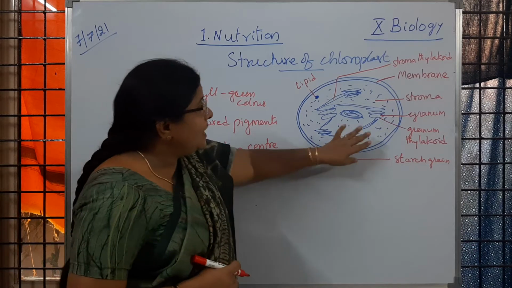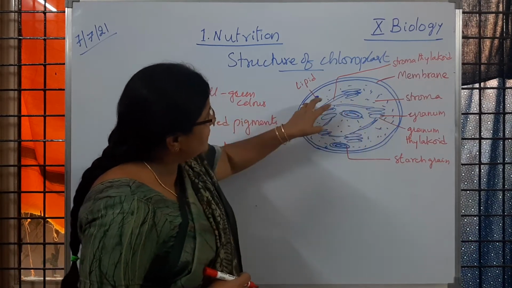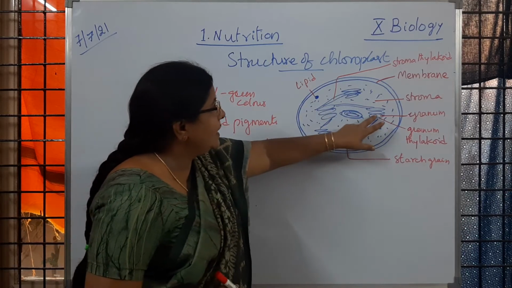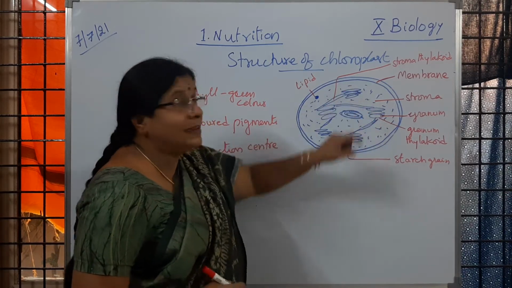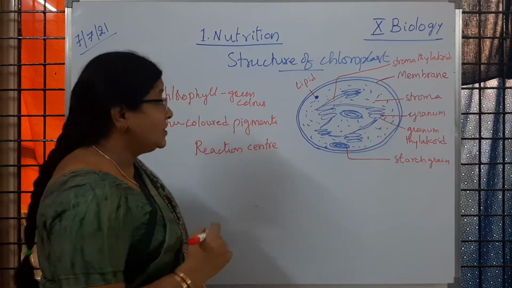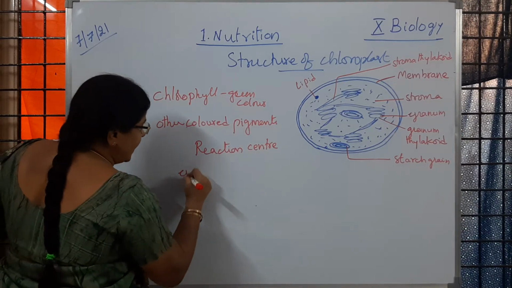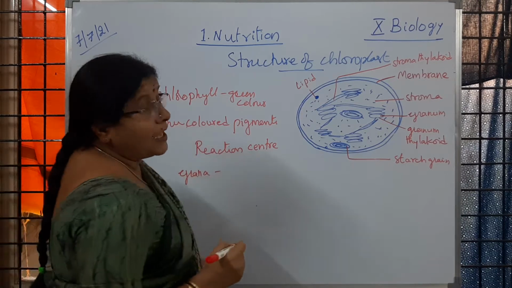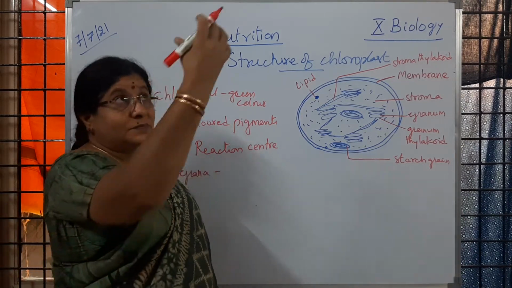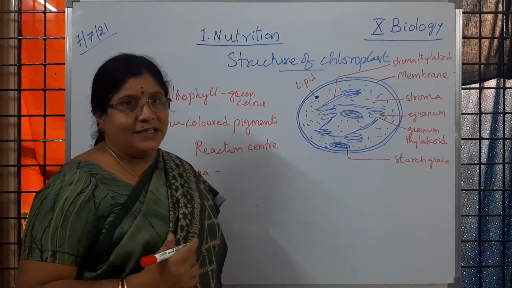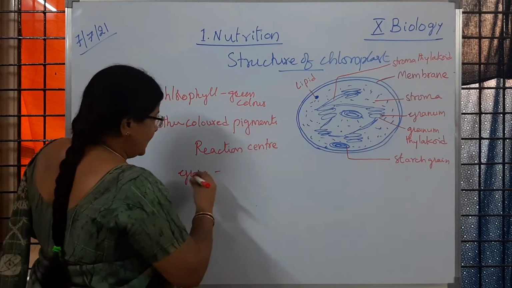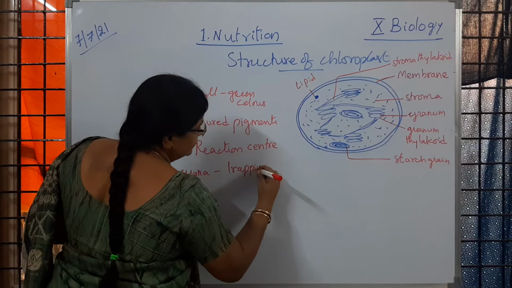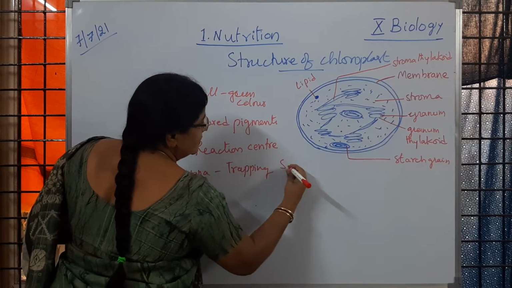So you know that the stroma is present in the entire chloroplast, and the stacked structures we call grana. Okay. So grana helps in trapping the solar energy. Have you followed, children? Grana helps in trapping sunlight.